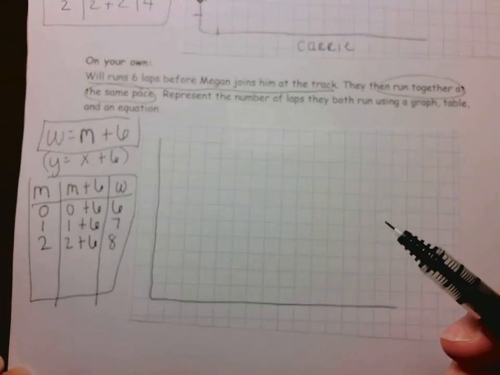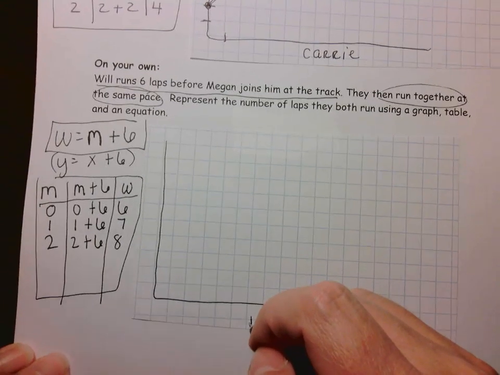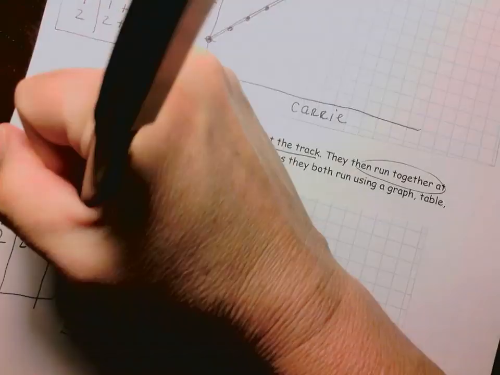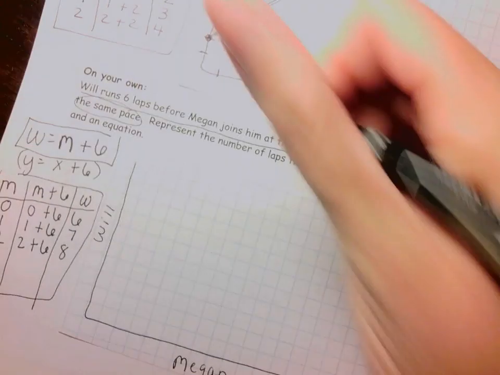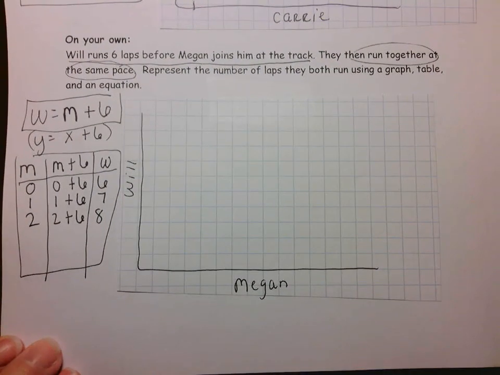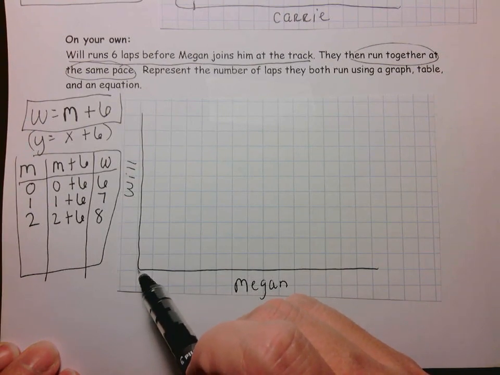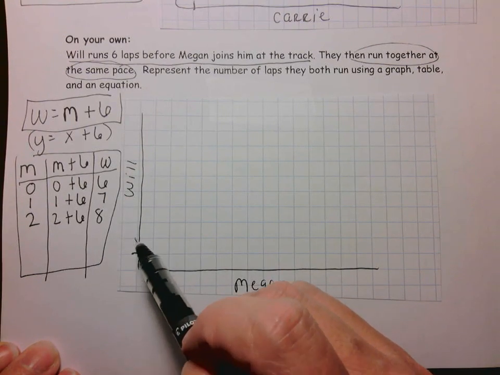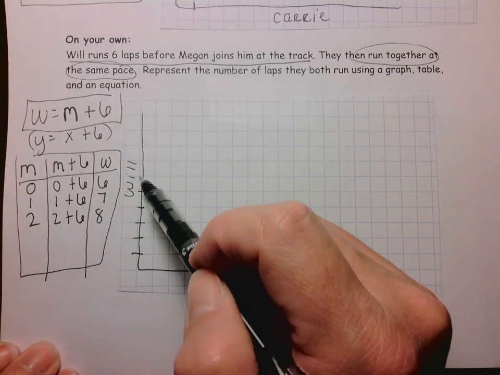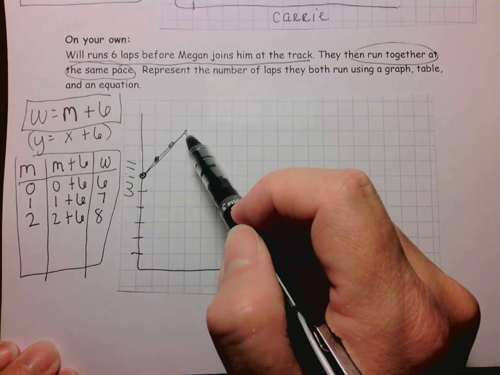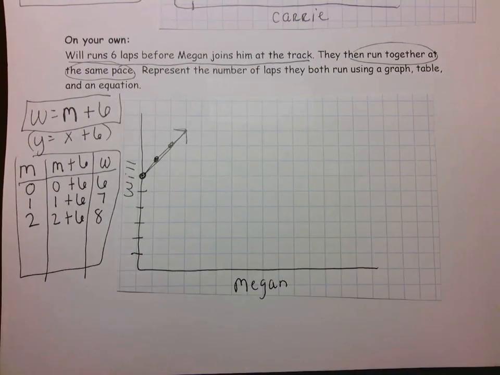And I'm calling Megan x, and I'm calling Will y. So when Megan has run no laps, Will has run 6. And then after that, every time Megan runs 1 more, Will has run 1 more. Okay?